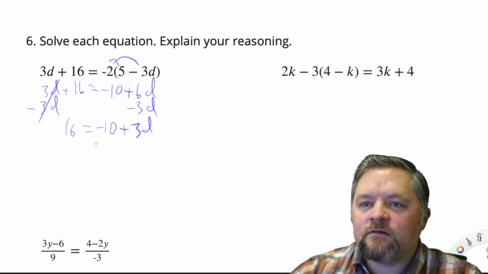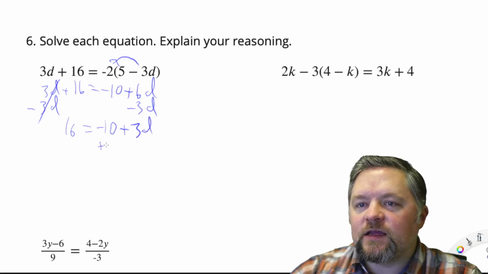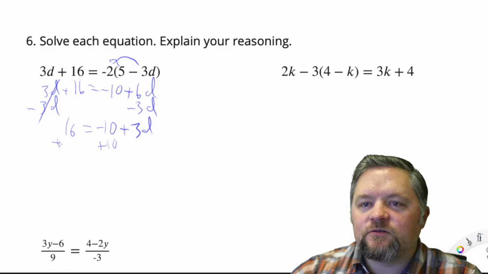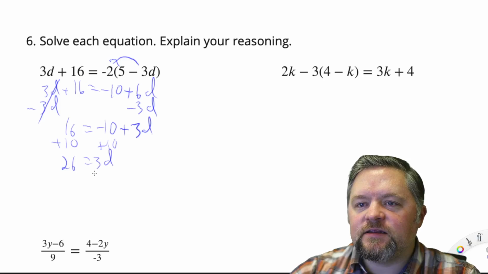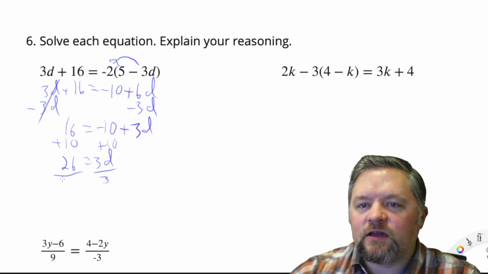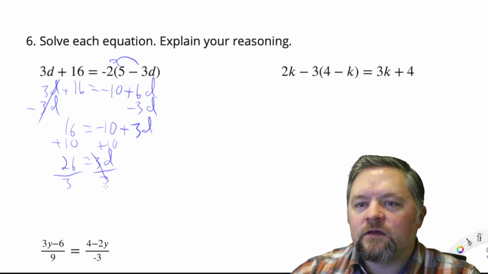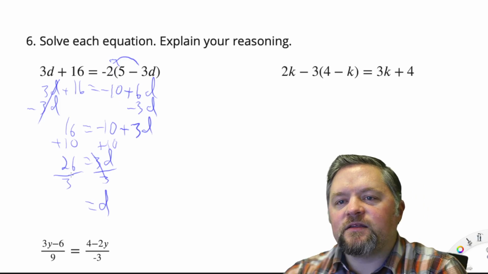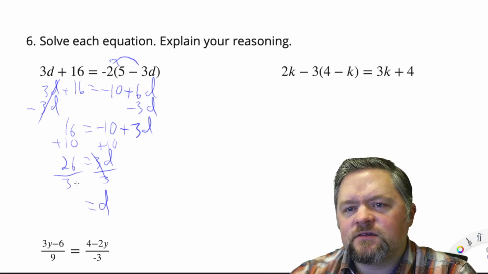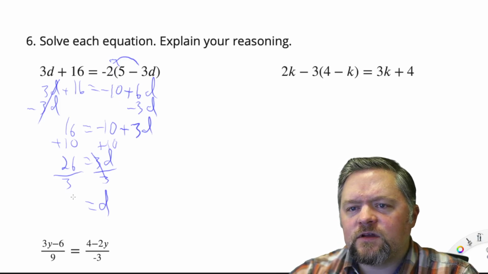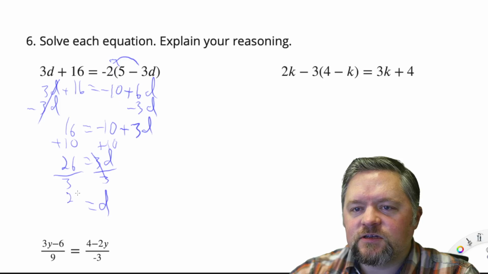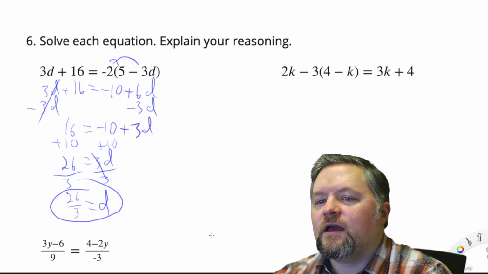Get rid of the 10. To get rid of a negative 10, we add 10. Do it to one side, do it to the other. 26 equals 3d. Divide each side by 3. Those will cancel. D equals 26 divided by 3 is... I don't think that works out nicely. So let's just leave it as 26 thirds. Okay.